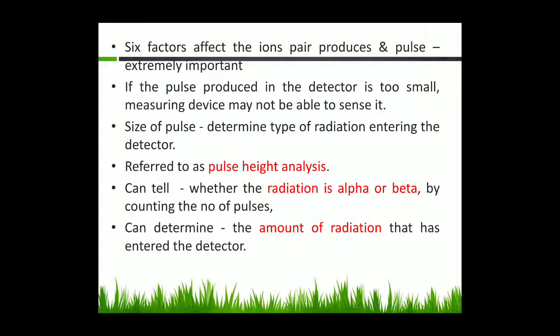They are extremely important. If the pulse produced in the detector is too small, then the measuring device will not be able to sense it. The size of the pulse will tell us the type of radiation entering the detector, which is referred to as pulse height analysis. So it can tell whether the radiation is beta, alpha, or gamma by counting the number of pulses and by the size of the pulses, and we can determine the amount of radiation that enters the detector.